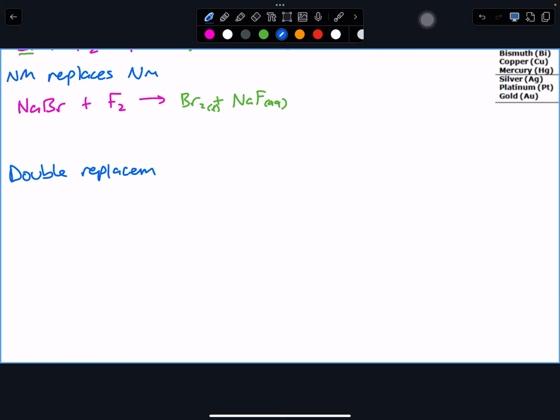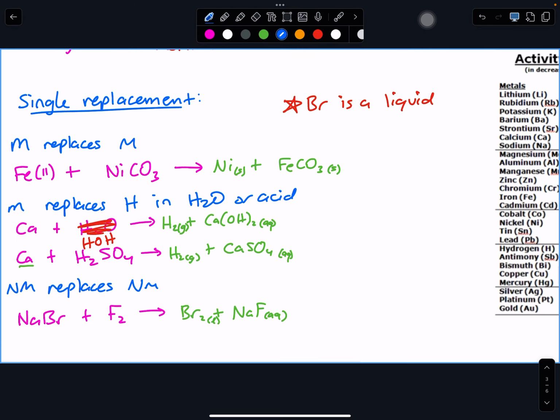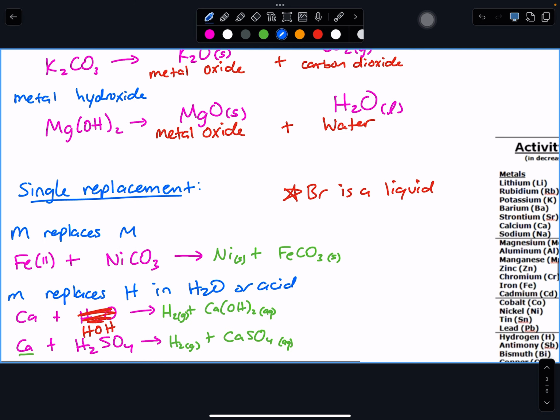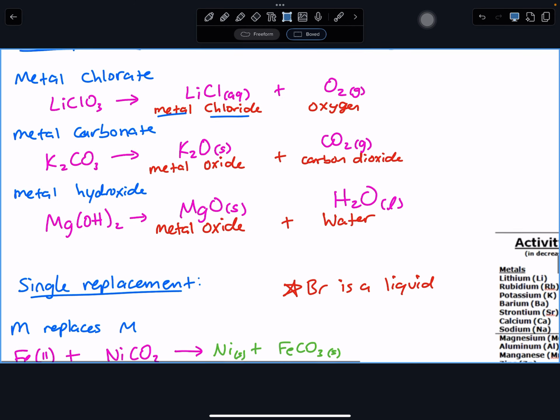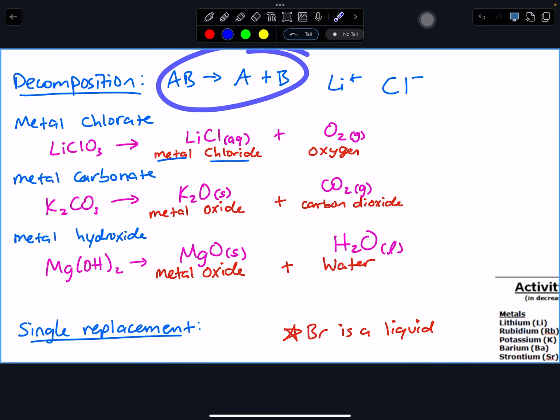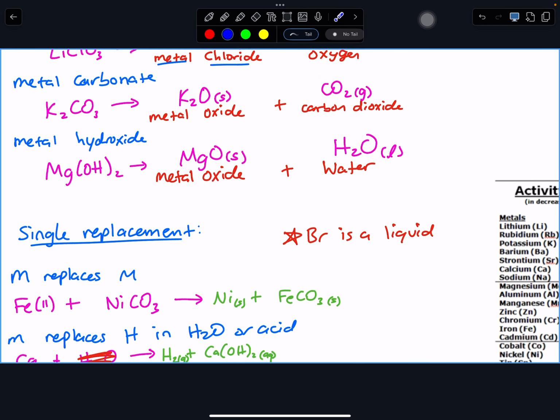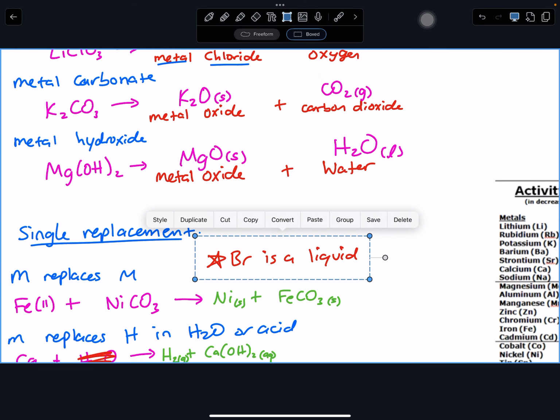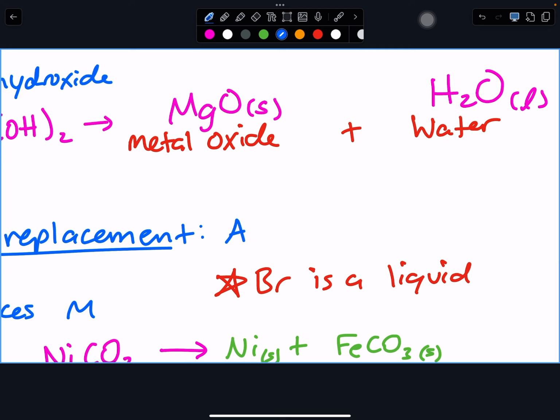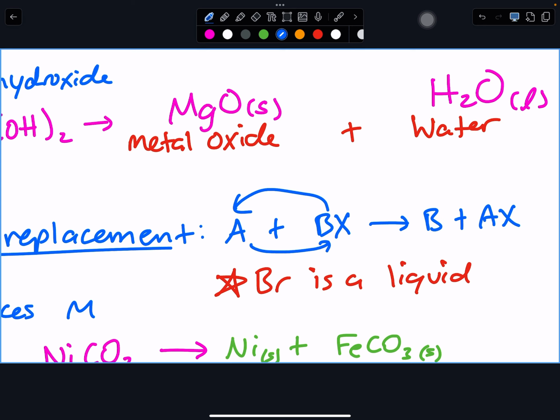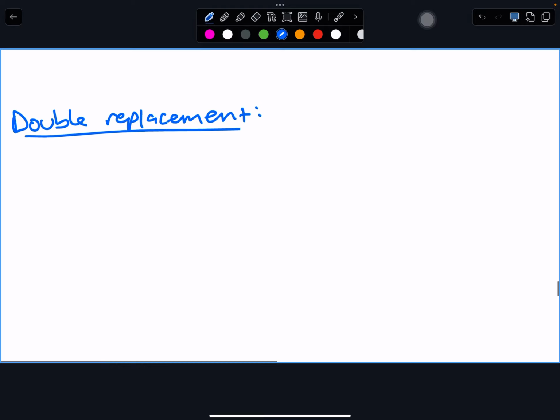Wait, single replacement? Can you pull up a little bit? It's a compound and an element. So AB plus X, and then they switch. So then what would it be? B plus AX. Yeah. Why is this hard? It's really not. You're answering all the questions.